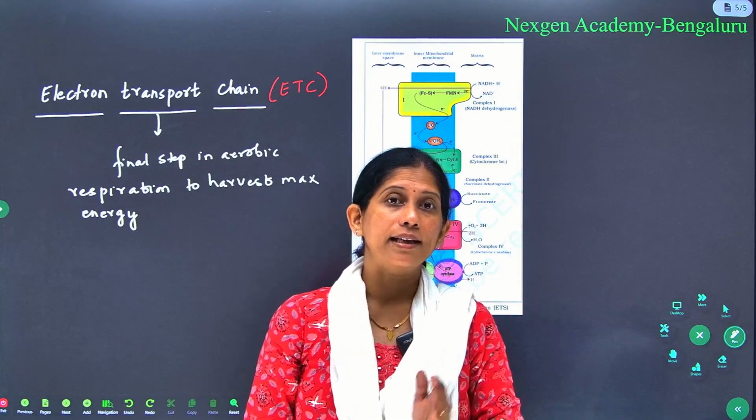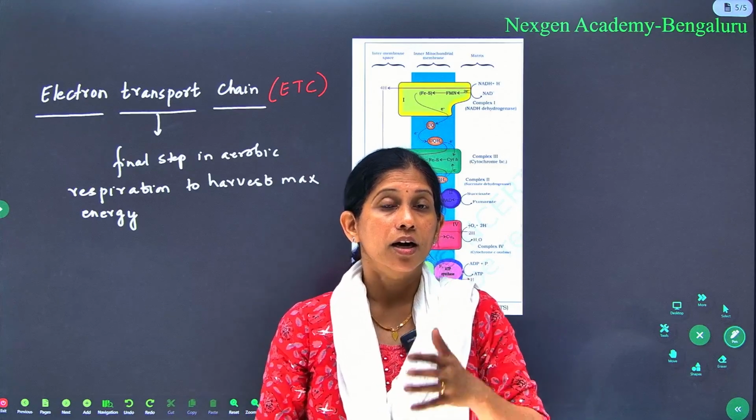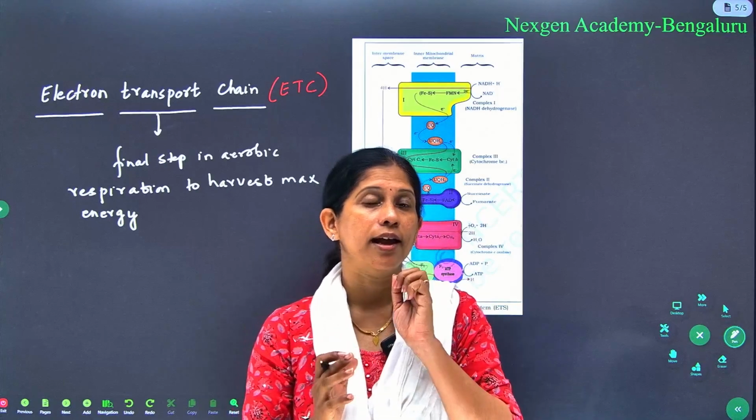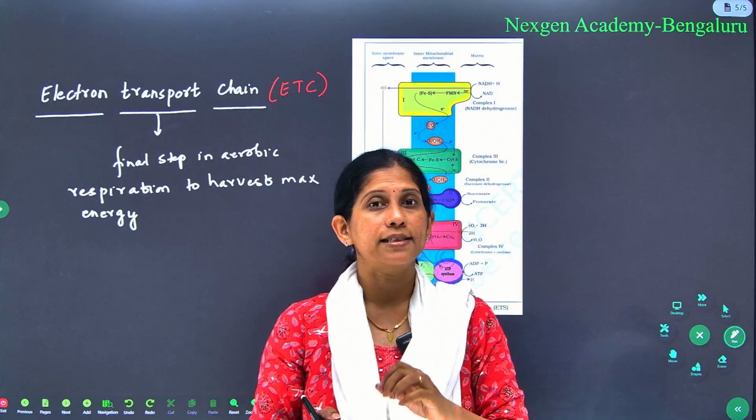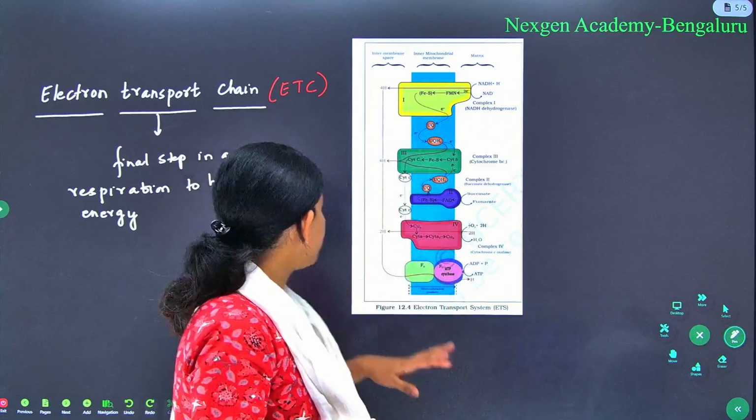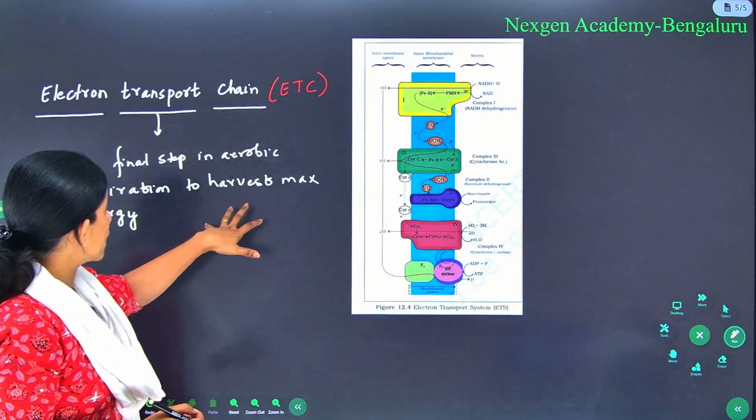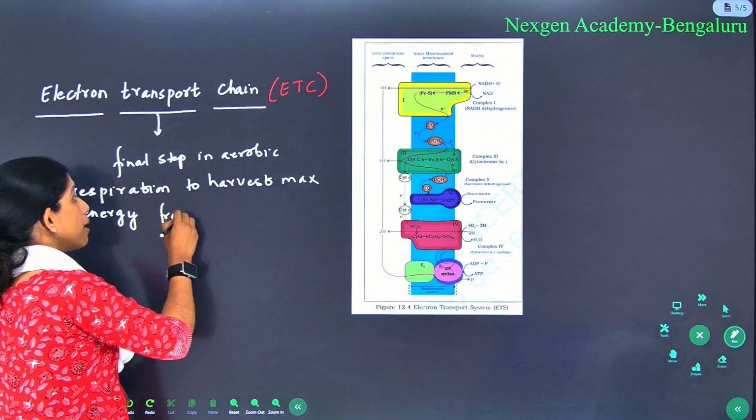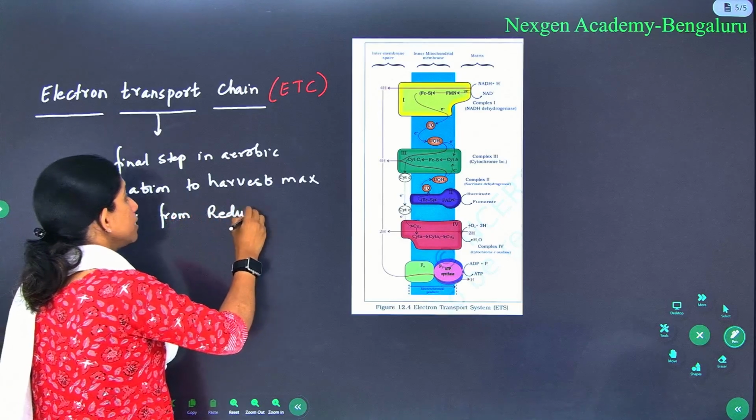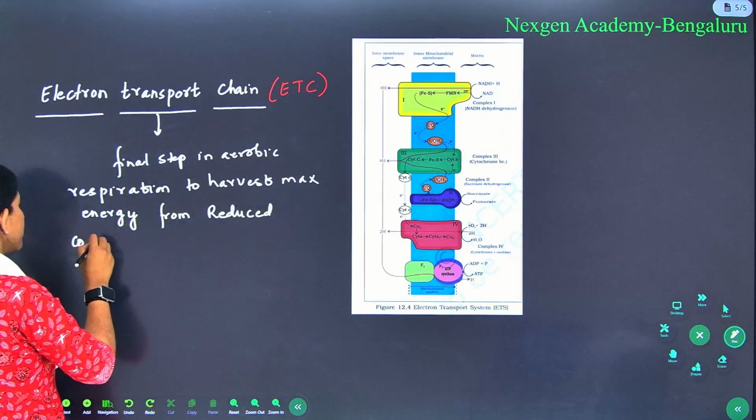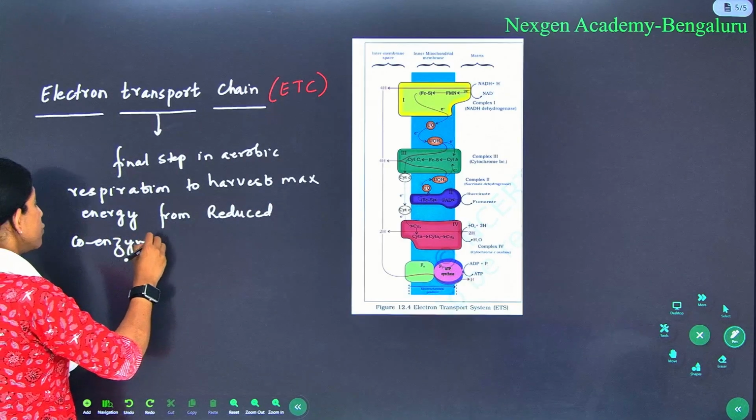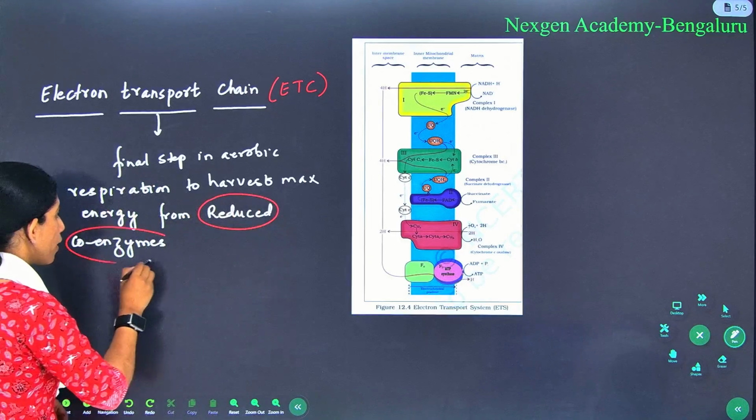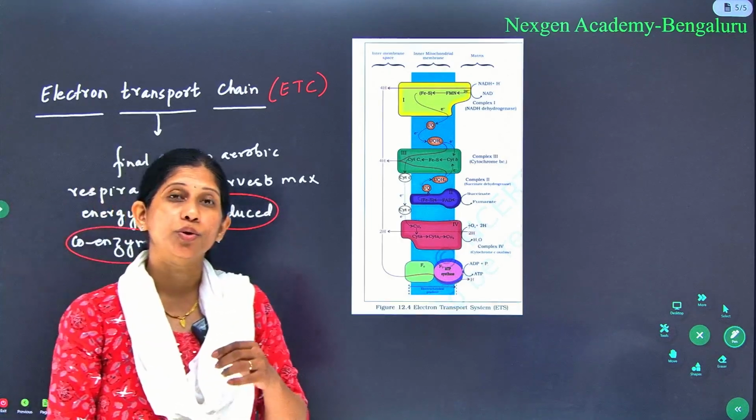All the while that we studied aerobic respiration, along with ATP, we also received a lot of reduced coenzyme. Here I used the word reduced coenzyme, so let us see what we mean by it. The final step in aerobic respiration is to harvest maximum energy, right? To harvest maximum energy from what? From reduced coenzymes. See, here I have used the word reduced coenzyme. So what do we mean by reduced coenzyme actually, right?